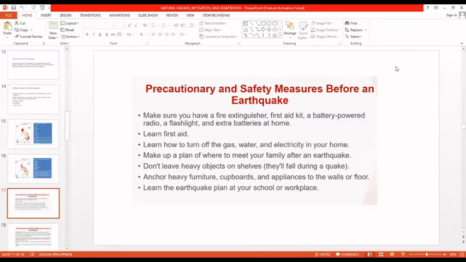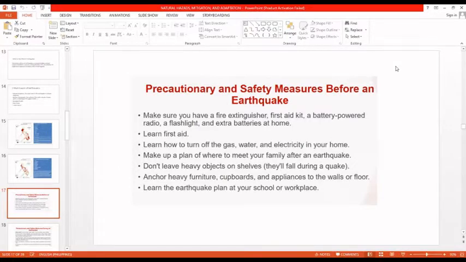So don't leave heavy objects on shelves. Basically, baka mahulog kasi nga mabigat yung mga gamit natin. So anchor heavy furniture, scaffolds, and appliances to the walls or floor. Dapat may nakaharang siya or merong support. Di ba sa mga TV natin ngayon class, meron nang bracket. So, that's another way of supporting the television para hindi siya mahulog. Nakadikit lang sa wall.